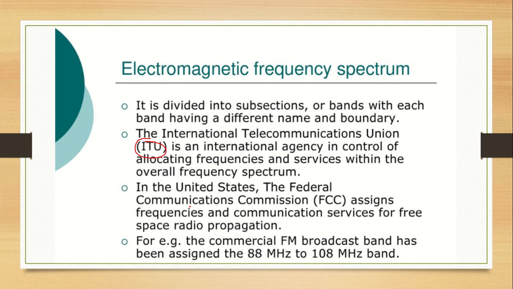In the United States, the Federal Communications Commission, FCC, assigns frequencies and communication services for free space radio propagation. For example, the commercial FM broadcast band has been assigned 88 megahertz to 108 megahertz. So if you're asked to find the bandwidth, we abbreviate the bandwidth as this. That is just the difference of the higher minus the lower. So the bandwidth is 20 megahertz. That is the bandwidth of the frequency modulation station.